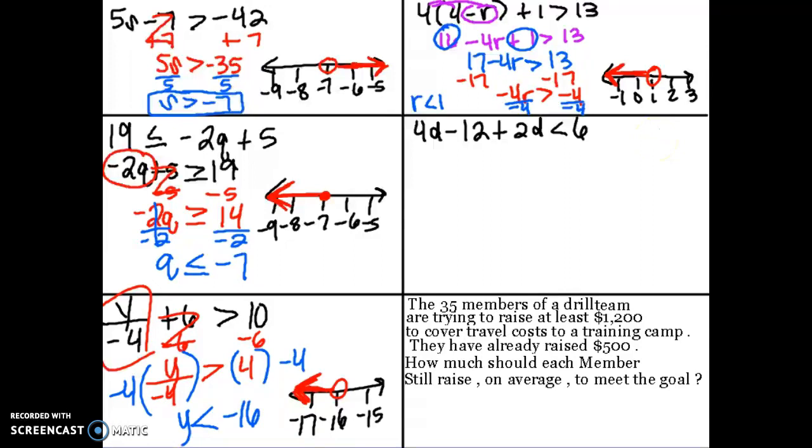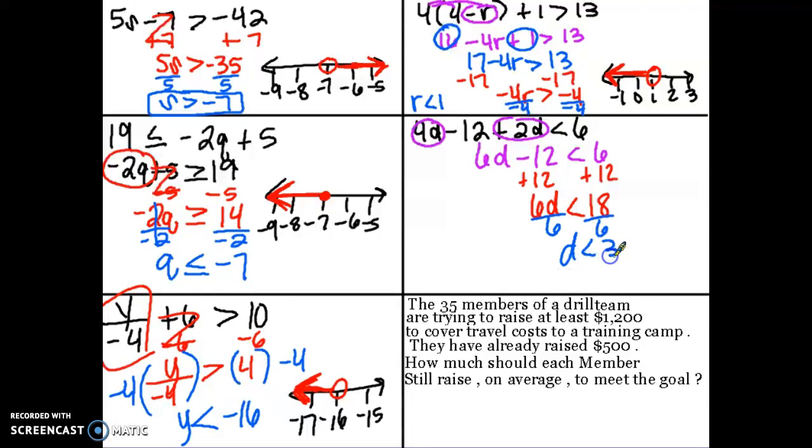4d minus 12 plus 2d is less than 6. First thing I need to do is combine like terms. 4d plus 2d is 6d. Bring everything else down. I have 6d minus 12 is less than 6. So I'm going to add 12 to both sides. 6d is less than 18. 6 times d, so I'm going to do the inverse, which is division. 18 divided by 6 is 3.